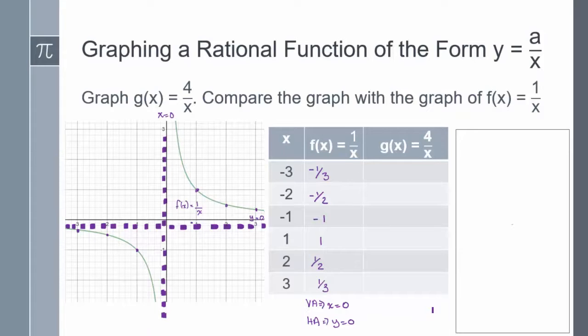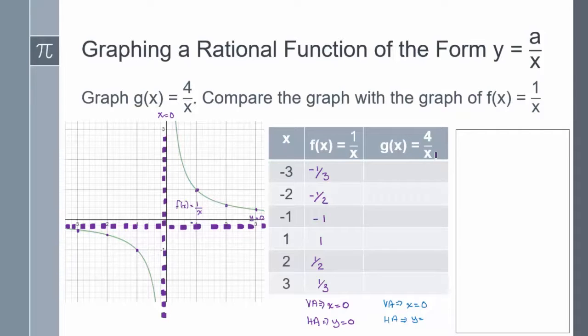Now let us graph the function g of x equals 4 over x. Start the same way, figure out our vertical asymptote and horizontal asymptote. Our vertical asymptote is where we cannot have a 0 at the denominator, which in this case is at x equals 0.